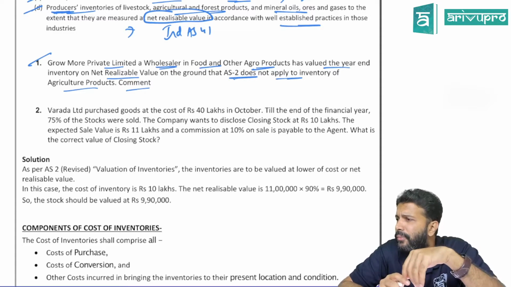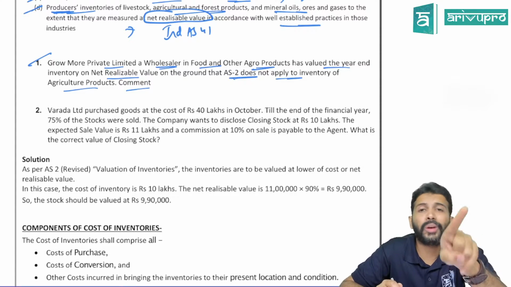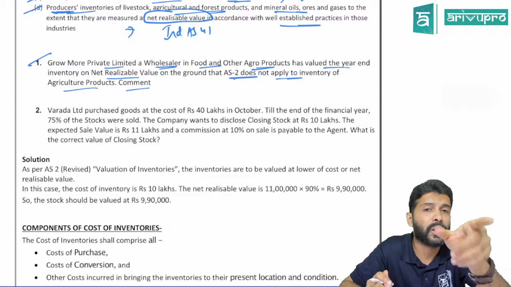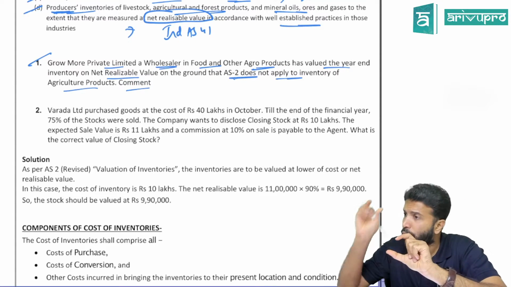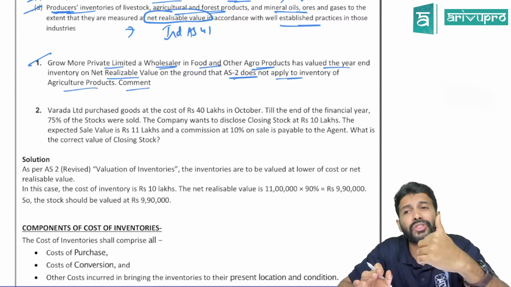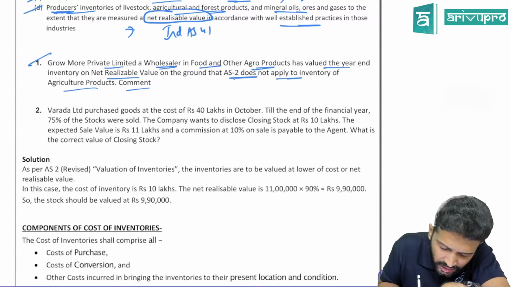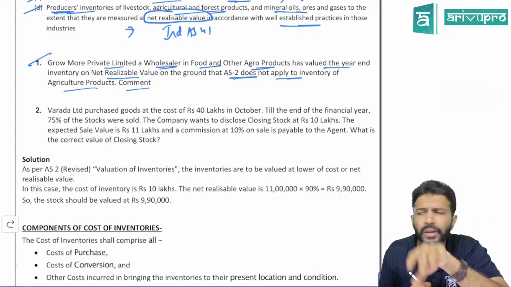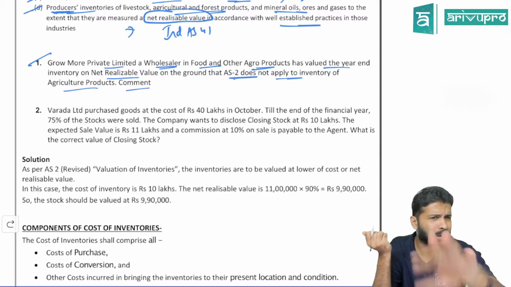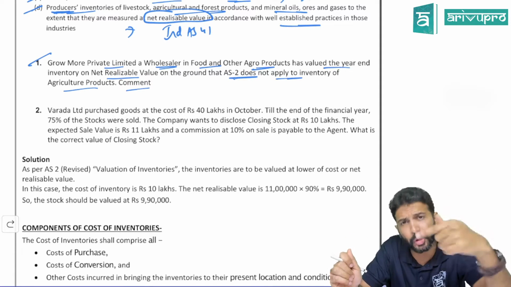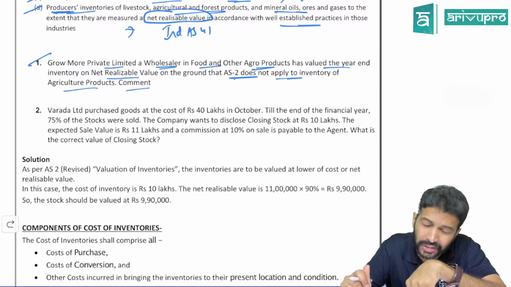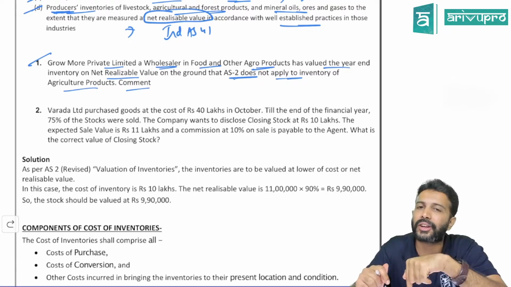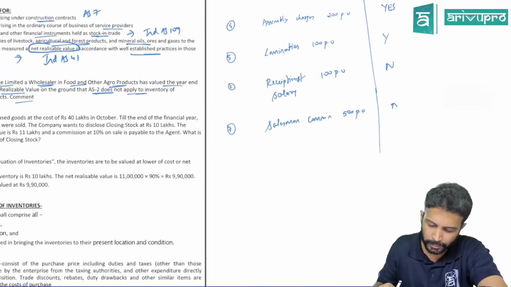Wrong. Why wrong? AS 2 is not applicable, yes, for agricultural produce. For whom? Producer. Only for the producer of agricultural produce is AS 2 not applicable. In this case, is Grow More Private Limited a producer or is he just a wholesaler? A wholesaler means he will buy it from a farmer or whoever and then sell it. Is he producing it? No. That means for him, is it applicable? Very much yes. So the comment that they are making is right or wrong? Wrong.